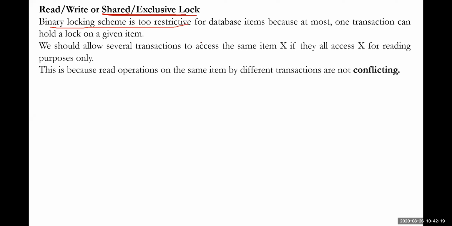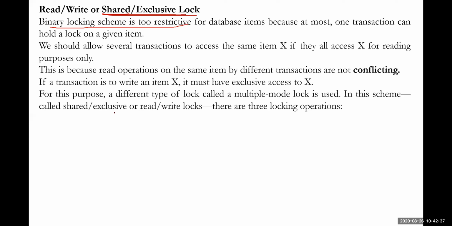So reading will be permitted for many people. But in the binary locking system, even reading is not possible. That is the problem here. To resolve that problem, shared or exclusive, otherwise read or write locks, are taken into consideration. There are 3 different types of operations for this shared, exclusive or read or write locking.